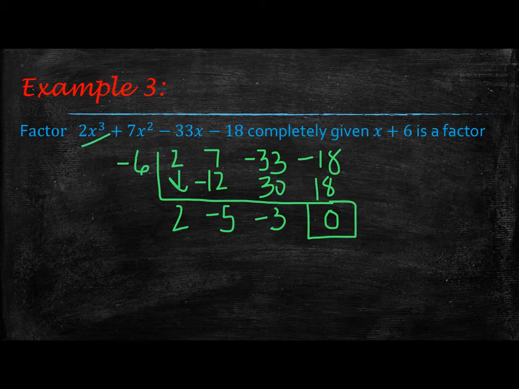Now, how this helps us is, when we write this, it's going to be 1 degree less than that, so it's going to start with x squared. So now we have 2x squared minus 5x minus 3. Well, it says to factor it completely.